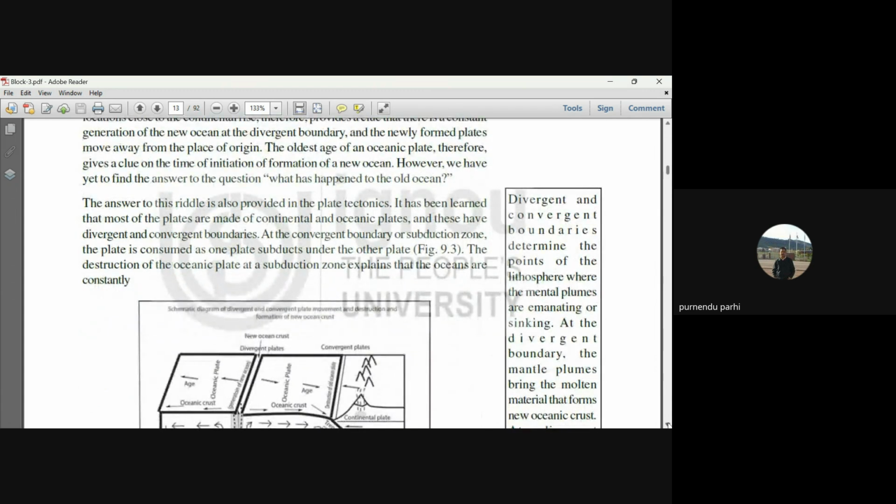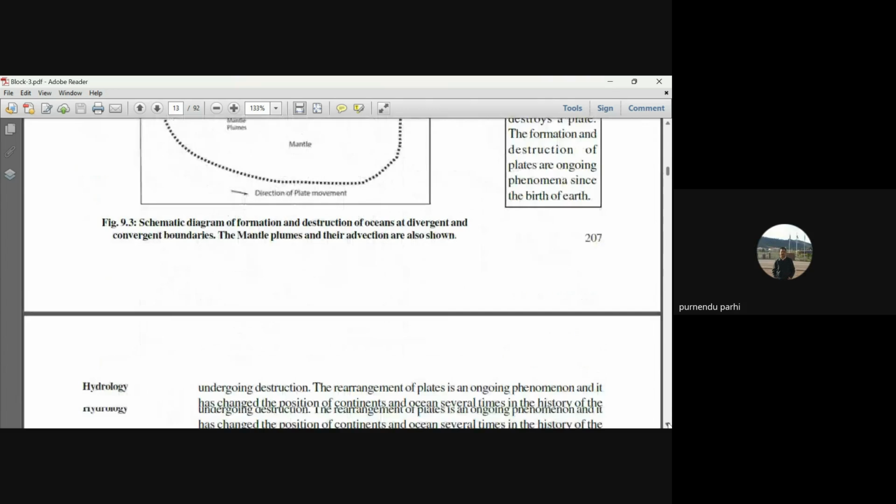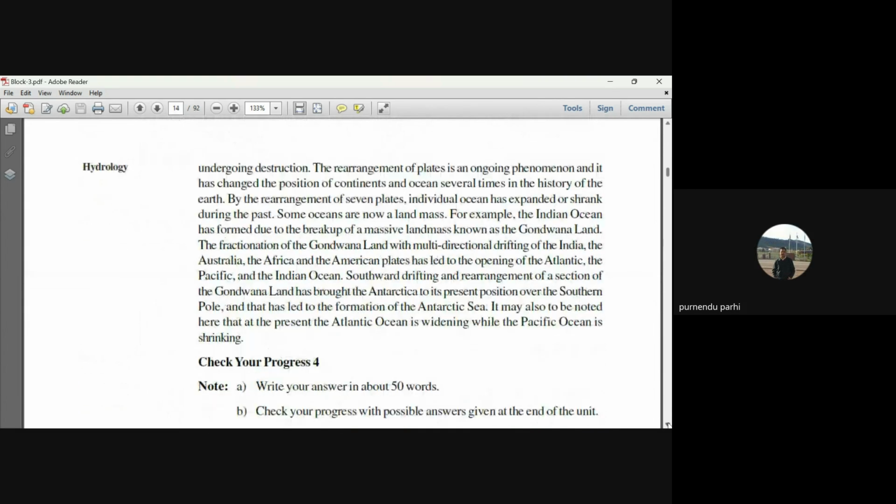The answer to the riddle is also provided in the plate tectonics. It has been learned that most of the plates are made up of continental and oceanic plate, and these have divergent and convergent boundaries. At the convergent boundary or subduction zone, the plate is consumed as one plate subducts under the other plate. The destruction of the oceanic plate at the subduction zone explains that the oceans are constantly undergoing destruction. The rearrangement of the plate is an ongoing phenomenon and it has changed the position of the continent and the ocean several times in the history of the earth.